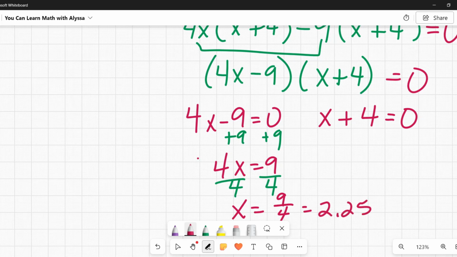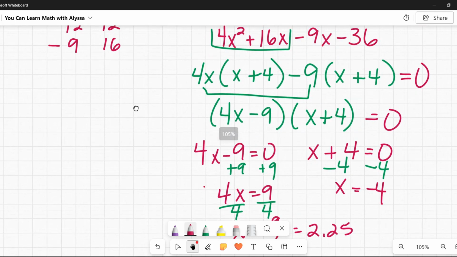And then up here, my other one, the opposite of adding 4 is subtracting 4. So I subtract 4 from both sides. So I get x on the left and negative 4 on the right. So my two values of x are 9/4 or 2.25 and negative 4.